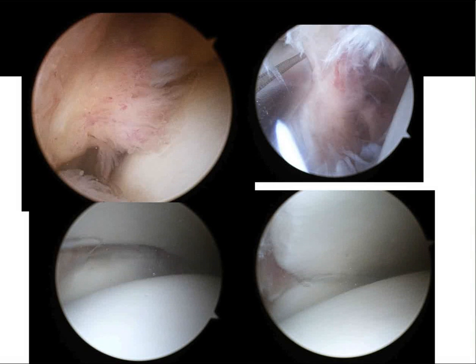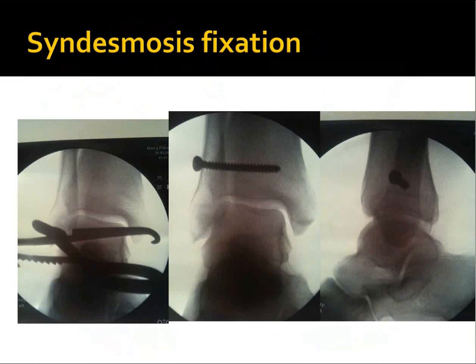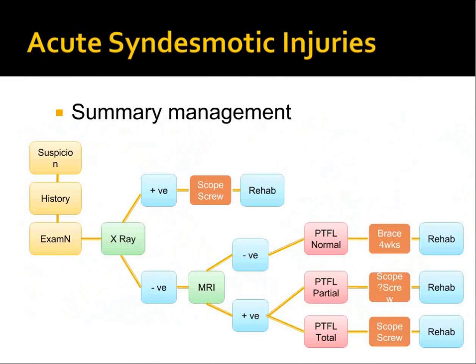This diagram here is post-reduction. I usually use large tenaculum clamps to reduce it, and you can see that the joint is completely congruent post-reduction. Everyone knows how to put a diastasis screw in.